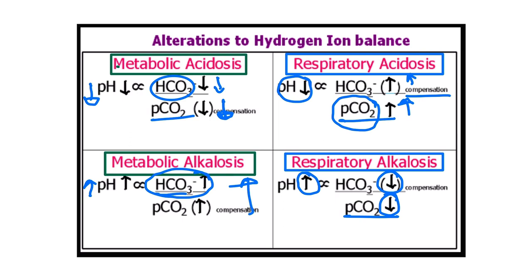So it is very important to remember that in metabolic cause, when pH reduces, the rest of the parameters reduce. That means in metabolic acidosis, all parameters reduce. In metabolic alkalosis, all parameters increase. In respiratory acidosis, pH decreases but the other parameters increase. And in respiratory alkalosis, pH increases but the other parameters decrease.